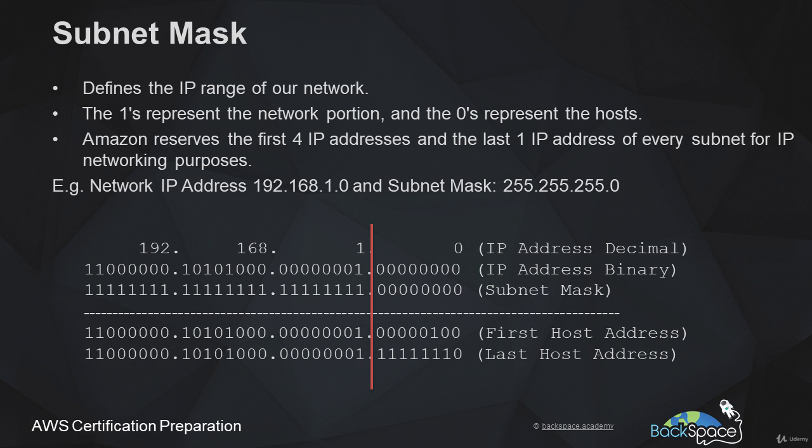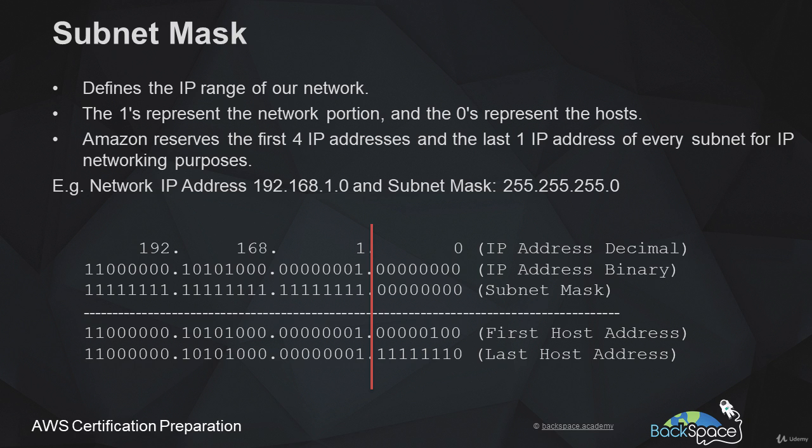192.168.1.0 is our network IP address. Our first host address is going to be 4, because we can't use 0, 1, 2 and 3, and then the last is going to be 254. So our network range of addresses will be 192.168.1.4 up to 192.168.1.254, and they're the range of IP addresses within that network based on that subnet mask.